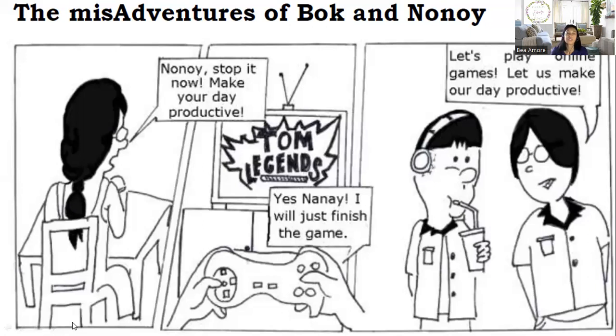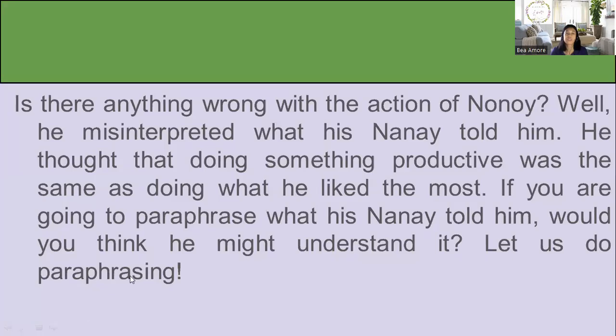Yan. So, ano yung masasabi niyo dyan? Is there anything wrong with the action of Nonoy? Well, he misinterpreted what his nanay told him. He thought that doing something productive was the same as doing what he liked the most. If you are going to paraphrase what his nanay told him, would you think he might understand it?